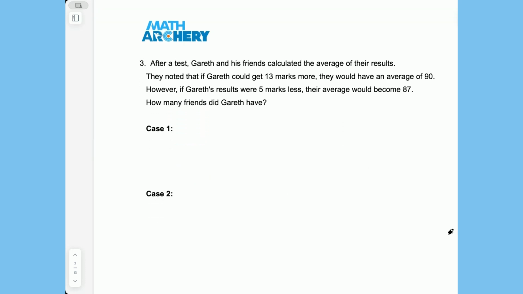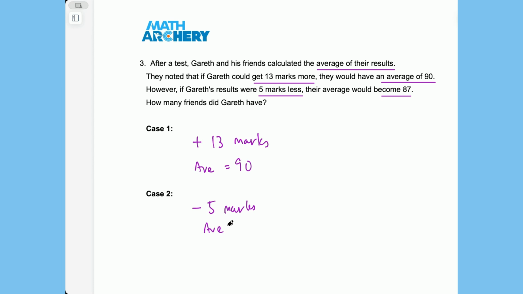Now, after a test, Gareth and his friend calculated the average of their results. They noted that if Gareth could get 13 marks more, they would have an average of 90. Okay, so for case 1, if you have 13 marks more, the average is 90. But for case 2, if Gareth's result were 5 marks less, their average will become 87. So if it's minus 5 marks, the average will be 87.